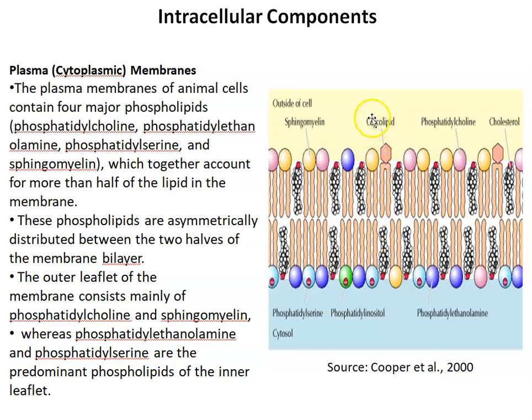The outer leaflet of the membrane consists mainly of phosphatidylcholine and sphingomyelin, right? Whereas phosphatidylethanolamine and phosphatidylserine are the predominant phospholipids on the inner leaflet of the membrane, right?